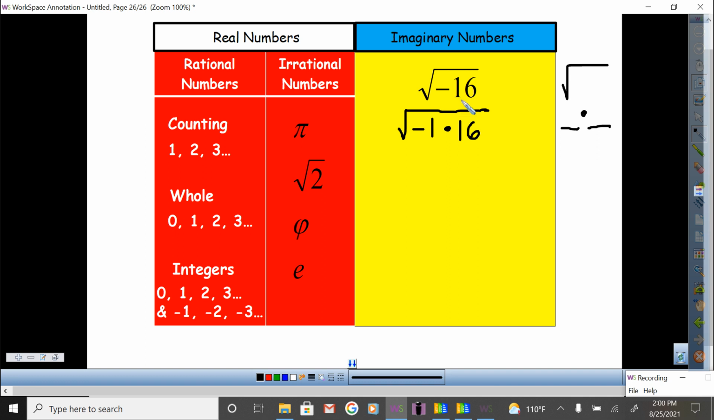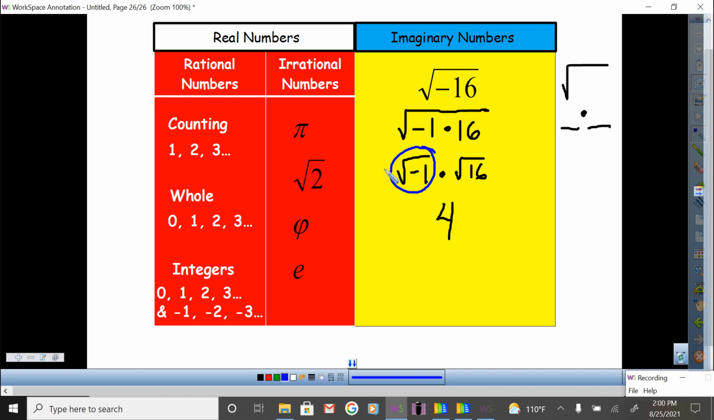Why do I do that? Because now I can split it up into two square roots. Square root of -1 times square root of 16. You're like, aw, snap, I see what you did, Mr. Q. What is square root of 16? 4. So pay attention, the only thing that I need to know is what this is.